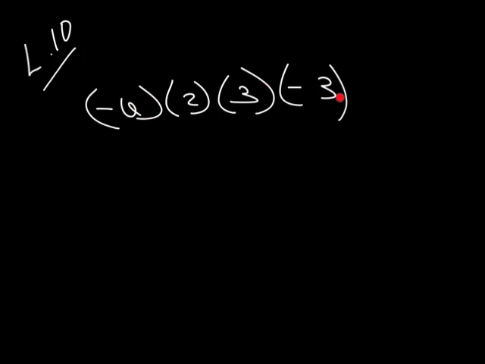So maybe there really isn't a way that's going to be easier, so you just pick one. 6 times 2 is 12, and then 3 times 3 is 9. And 12 times 9, I know that's 108, just because I know my multiplication table up through 12. And I have two negative symbols, which is an even number, so my answer is a positive 108.